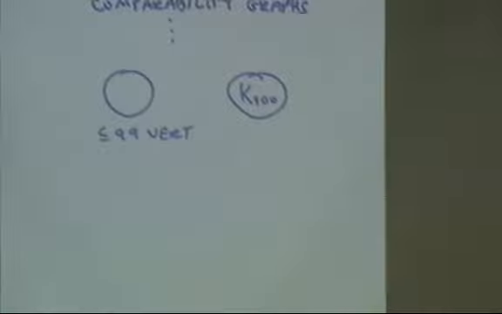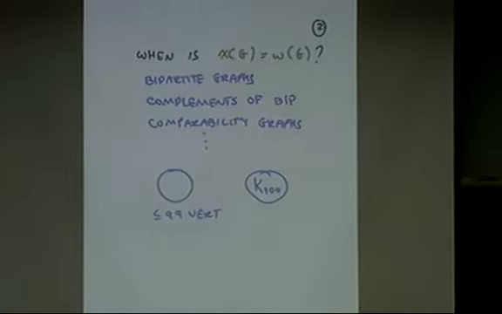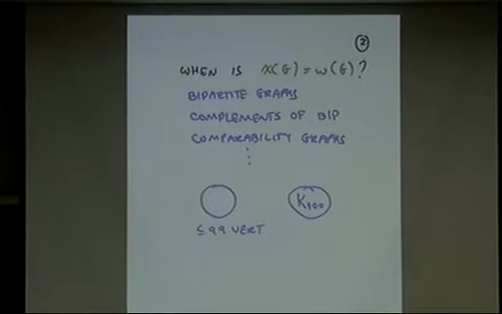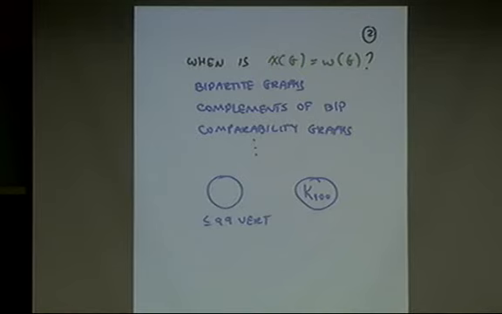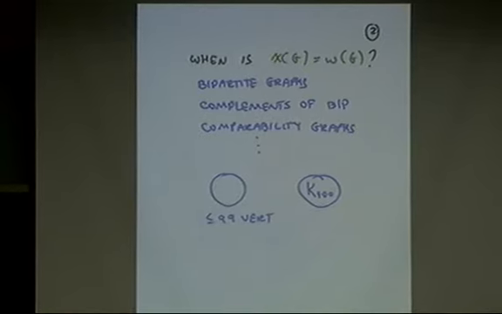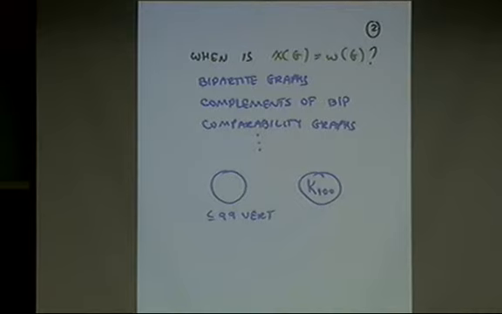So there's an obvious inequality in one direction, and now you might ask when is there equality? It turns out equality holds in quite a few interesting cases, for many natural classes of graphs. For example, bipartite graphs or complements of bipartite graphs, right? A complement of a bipartite graph is just two cliques with some edges between them, and it's not hard to see that the clique number and the chromatic number are the same.